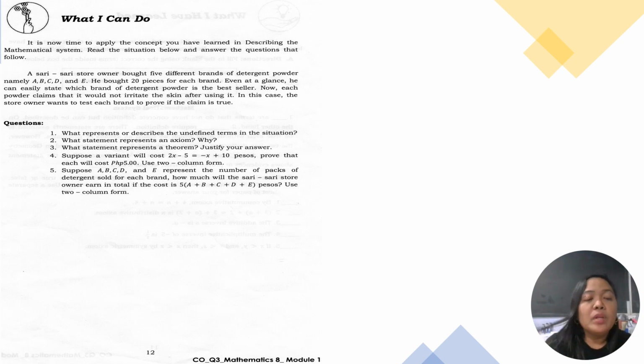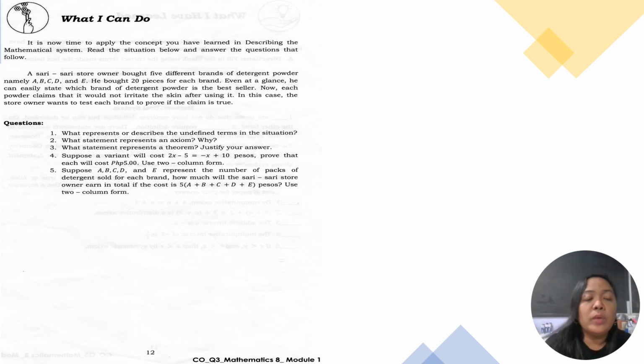Number 1, what represents or describes the undefined terms in the situation? Number 2, what statement represents an axiom and why? Number 3, what statement represents a theorem? Justify your answer. Number 4, suppose a variant will cost 2x minus 5 equals negative x plus 10 pesos.